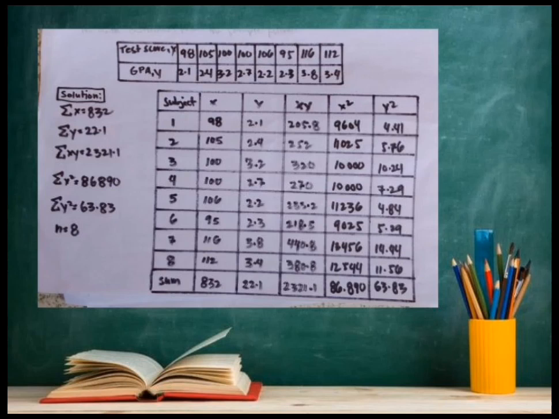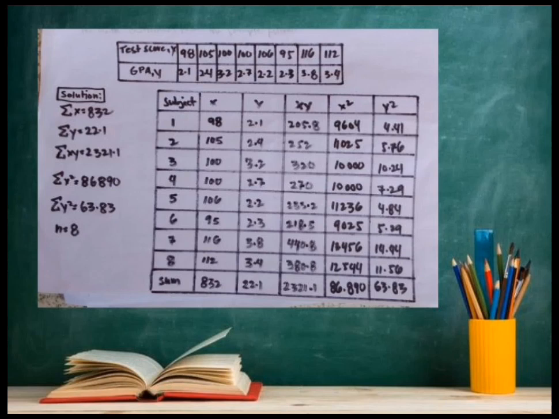The summation of x squared is 86,890. Sa y squared naman, ganun din, sa sarili din times ng y. 2.1 times 2.1, 4.41. 2.4 times 2.4 equals 5.76. 3.2 times 3.2 equals 10.24. 2.7 times 2.7, 7.29. 2.2 times 2.2 equals 4.84. 2.3 times 2.3 equals 5.29. 3.8 times 3.8 equals 14.44. 3.4 times 3.4 equals 11.56.